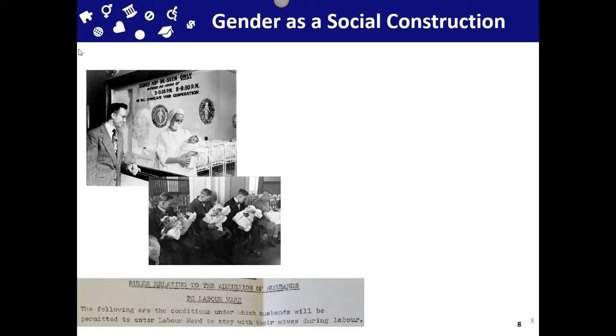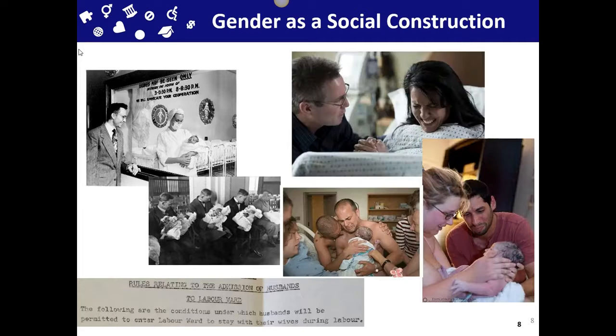There also were rules. These rules are actually taken from the 1970s, so not that long ago, relating to the admission of husbands in the labor ward. So there were specific rules that had to be adhered to if husbands wanted to be in the labor ward. It wasn't something that was automatically expected or even allowed. However, today, when we look at children being born, we expect men to be there, to be part of the labor and delivery process.